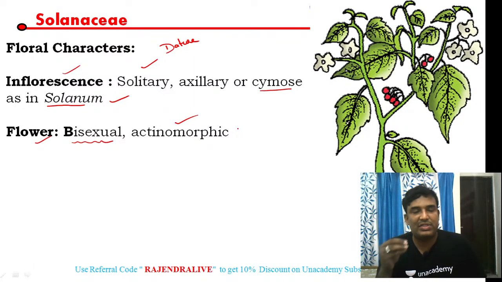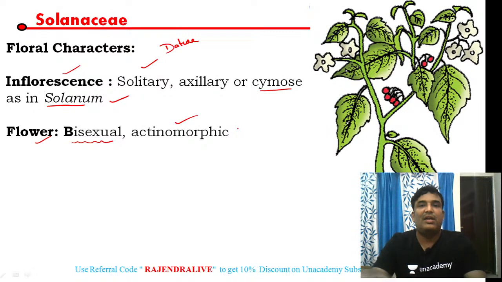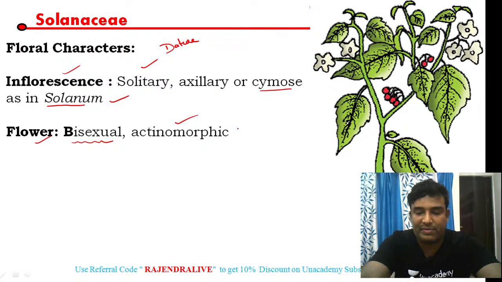Once again, if you see the floral characteristics, the inflorescence in the case of Solanum is cymose, and the flower is solitary or axillary. The symmetry of the flower is actinomorphic, and it is a bisexual flower.